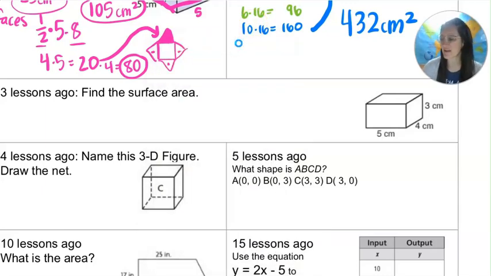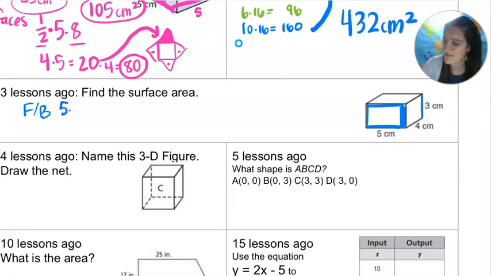Find the surface area. We got a rectangular prism. This is where I like to go front and back. There's my front. It is 5 right here. This is not labeled, but it's the same as that right there. So 5 times 3 is 15. But it's front and back, so I'm going to double it and get 30.